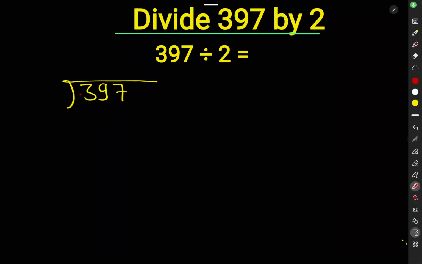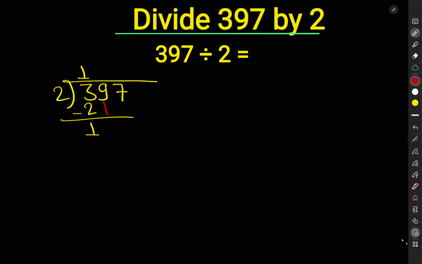We divide 397 by 2 in the long division method. So 2 times 1 is 2. On subtracting we get 1. So now this 1 is less than 2.